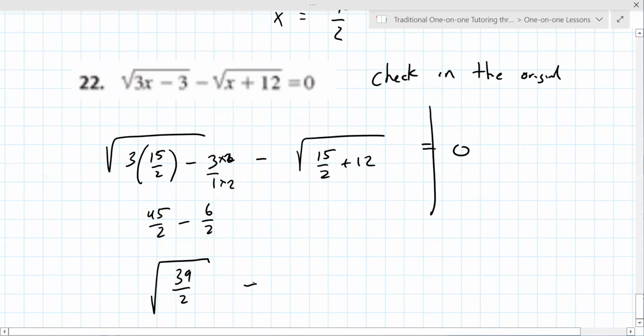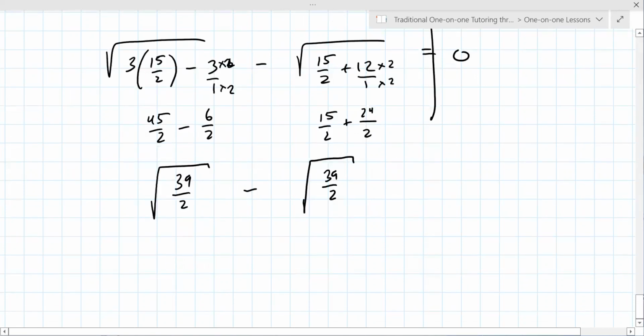And you'll see why we're leaving it this way in a moment. 15 over 2 plus 12. 12 as a fraction is 12 over 1. So that's 15 over 2. Multiply the top and bottom by 2 to get that common denominator. So this is 39 over 2 again.